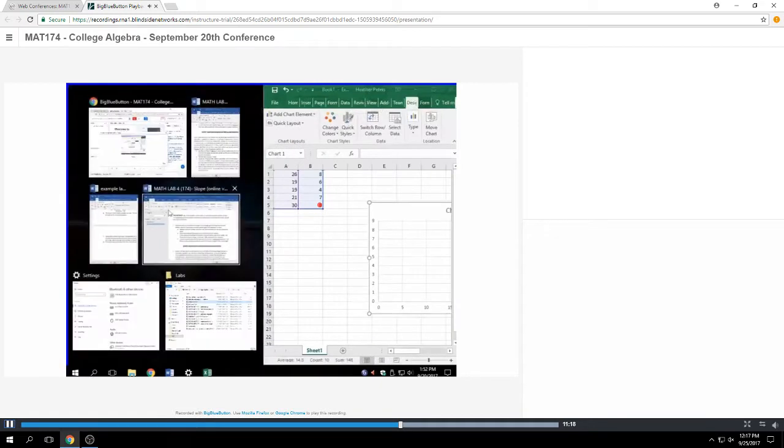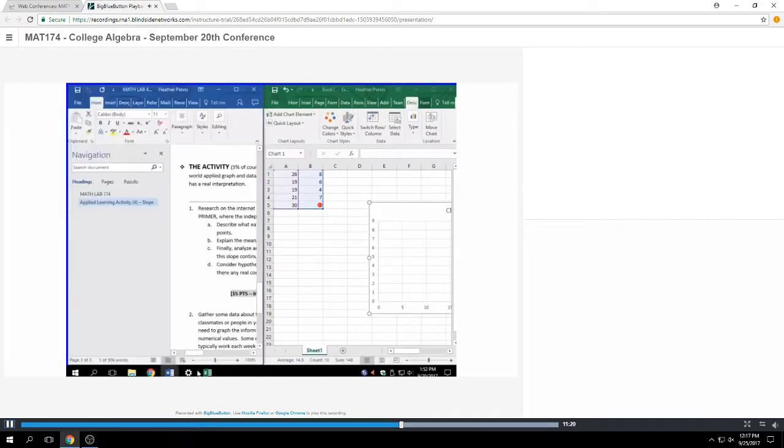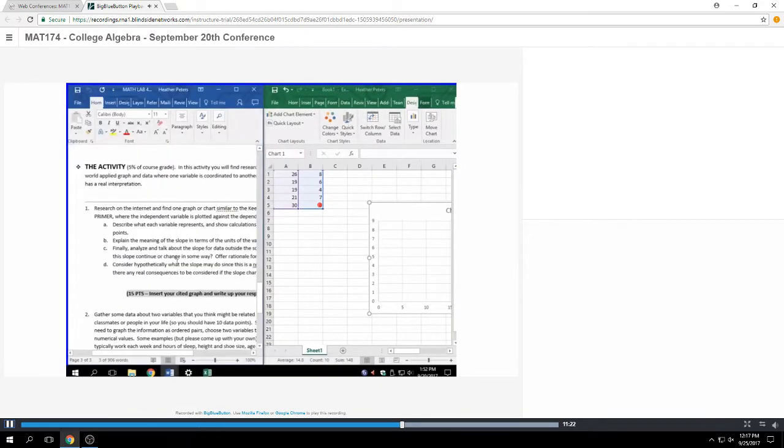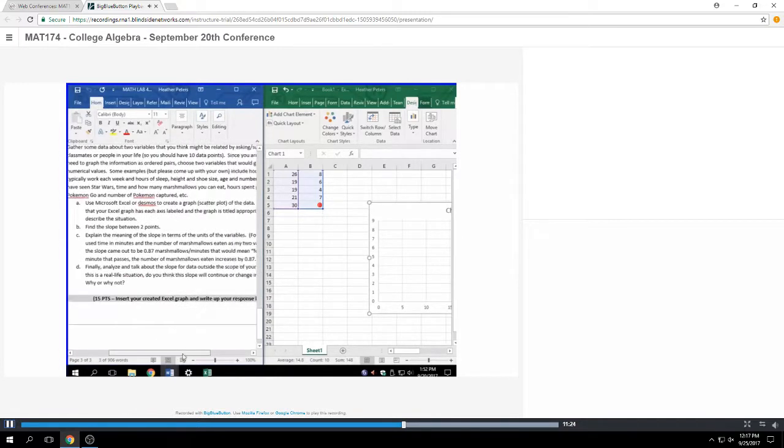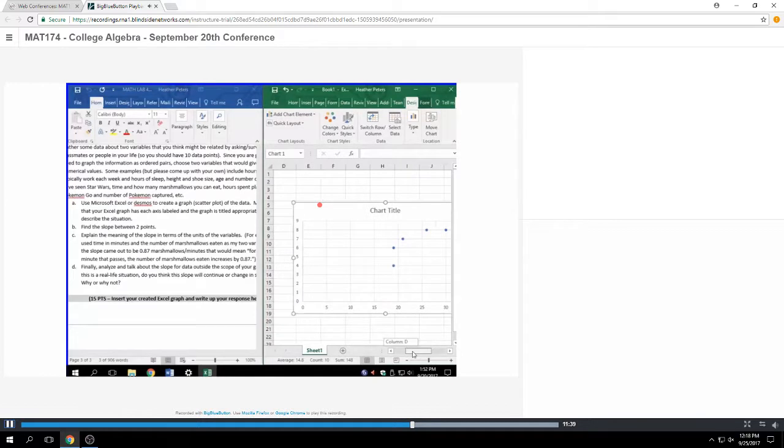share the screen with this one so you can see what question it's answering. It says to create a graph and to make sure that your Excel graph has each axis labeled and the graph is titled appropriately, to describe the situation. So mine, for example, was age and number of hours of sleep.